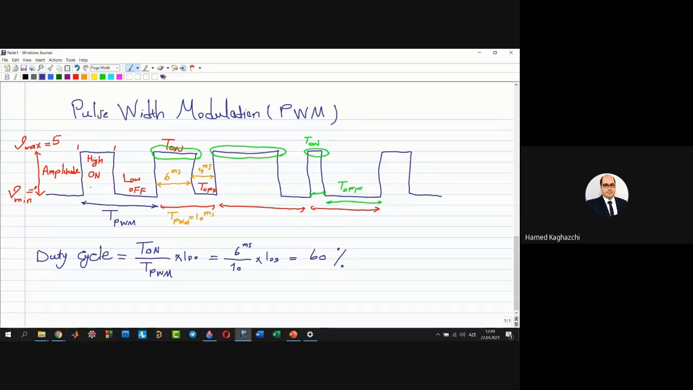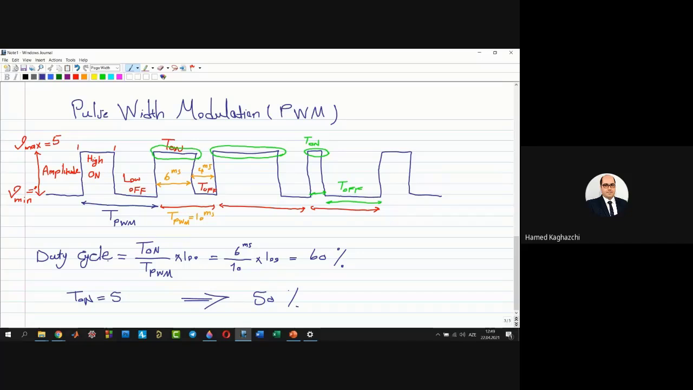If T on be 5 milliseconds, what will be the duty cycle? If T on be 5, calculate the duty cycle. 50%.